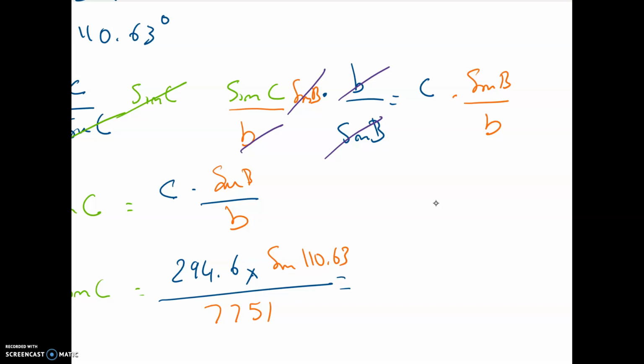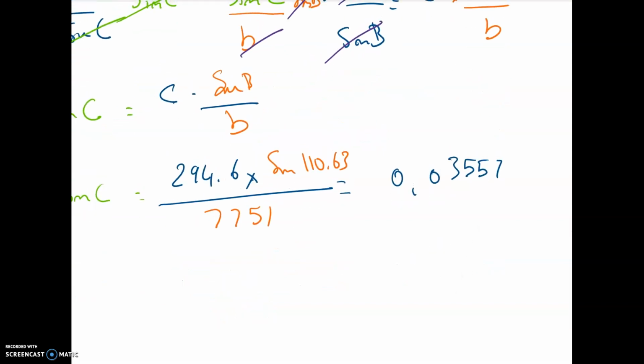So now let's do the right calculation. 294.6 multiplied by the sine of 110.63, divided by 7,751, and that gives us a value of sine C equal to 0.03557. Now, if I want to find the angle, I am going to calculate the inverse of my sine.